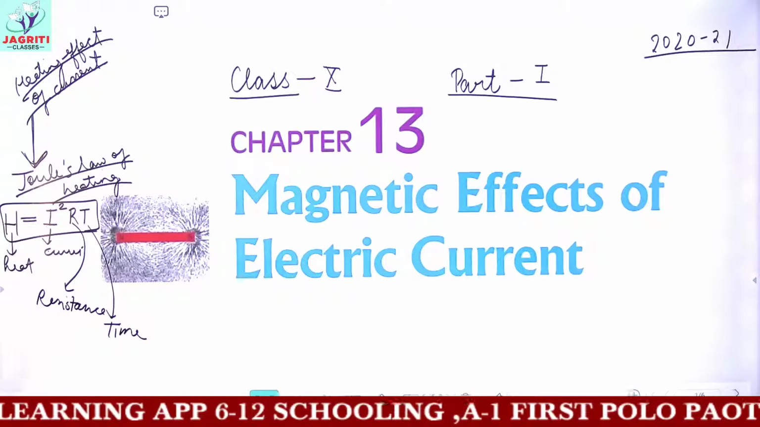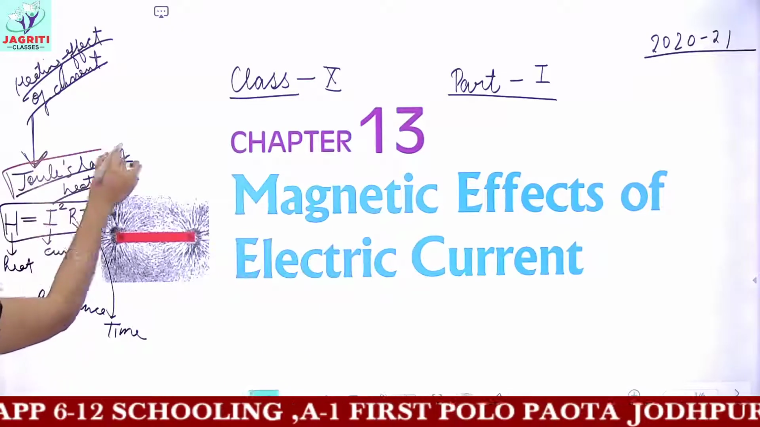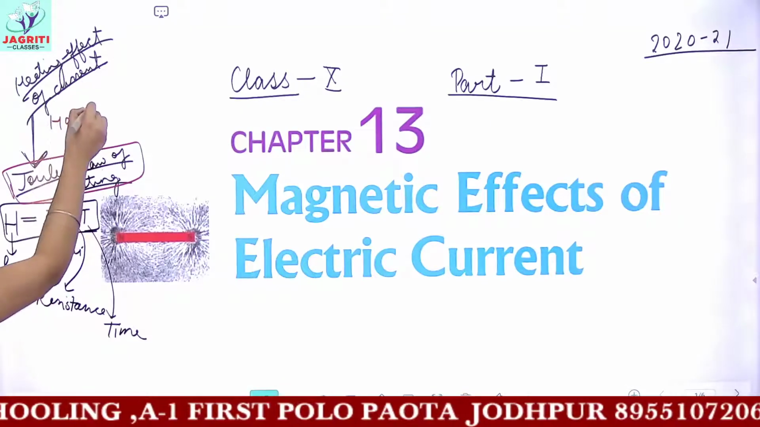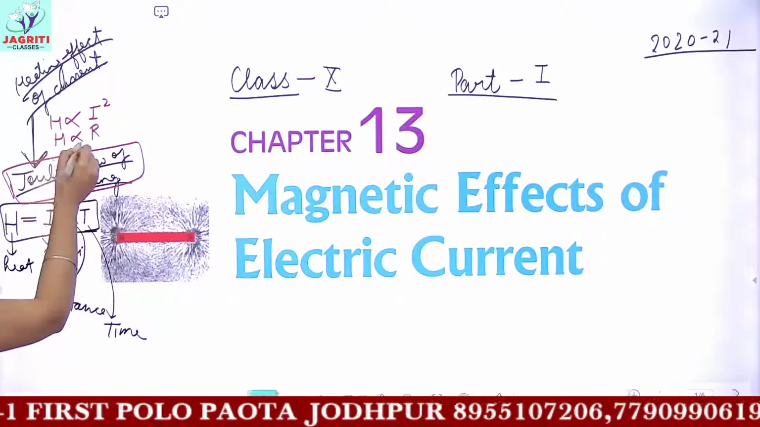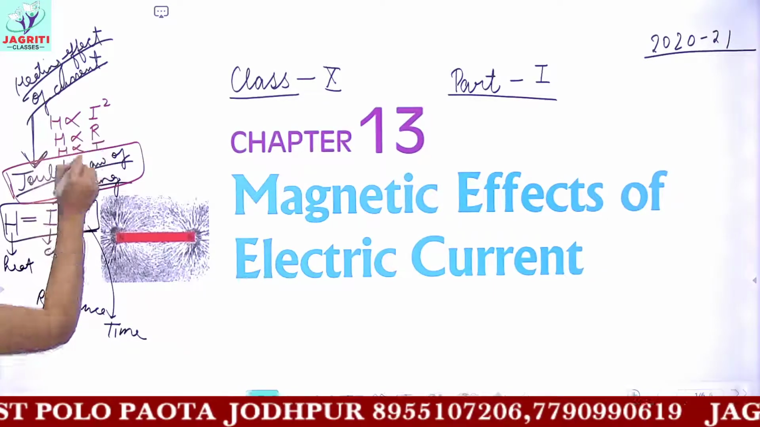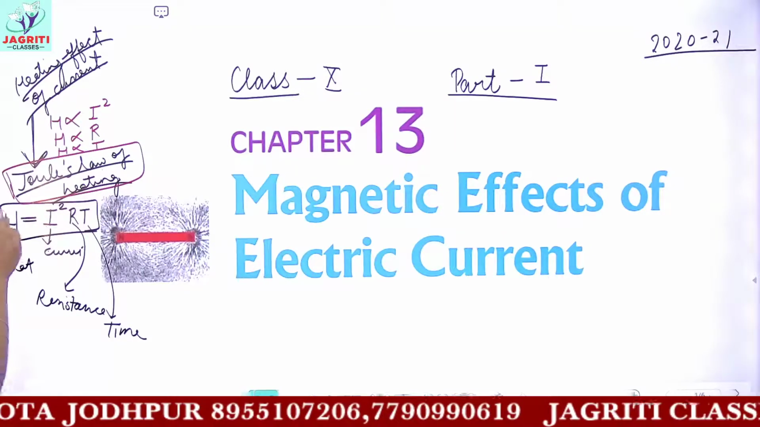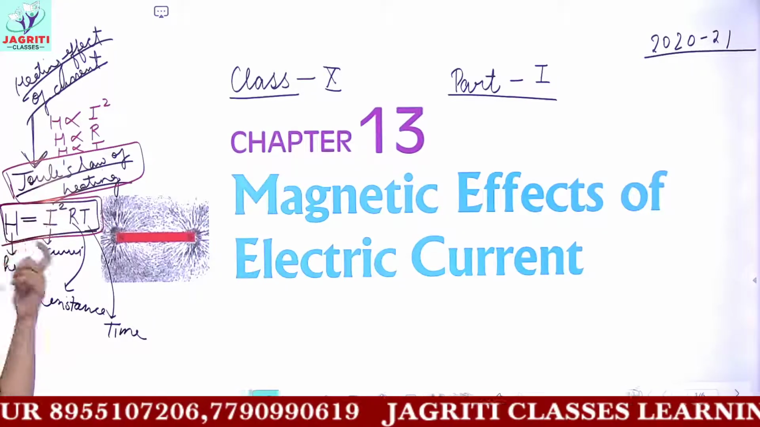Accordingly, Joule's law of heating says that the magnitude of heat released is directly proportional to the square of current, directly proportional to resistance, and directly proportional to time. When you combine all these quantities, you get the relation H = I squared R T, which is in turn based on Joule's law of heating.